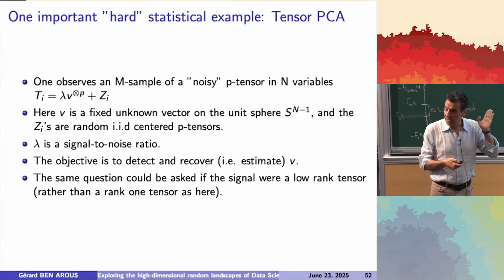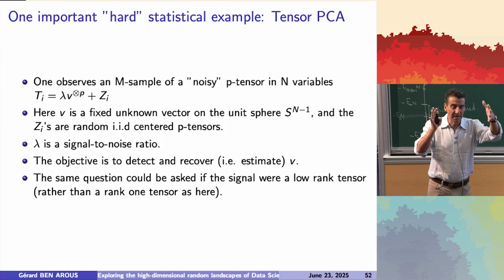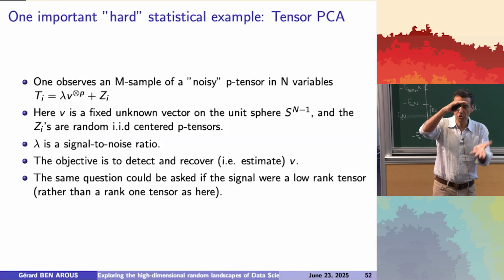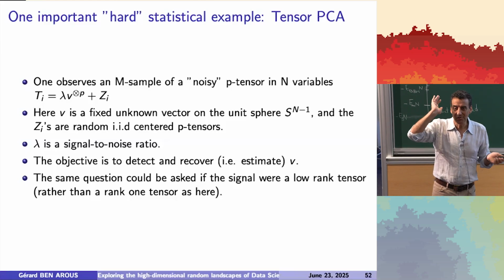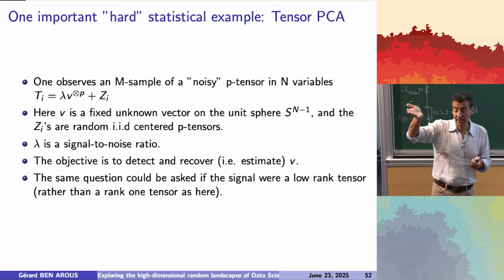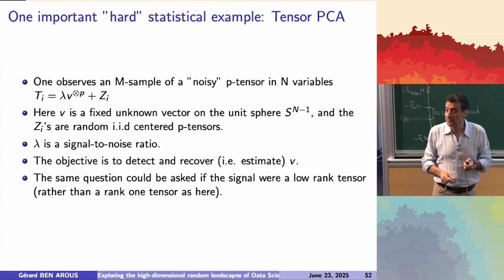You'll see what that is. So you have a sample of, let's say, 3 tensors, cubes of random numbers. You want to detect if there's a signal in it, and if you detect there's a signal, you want to estimate the signal.